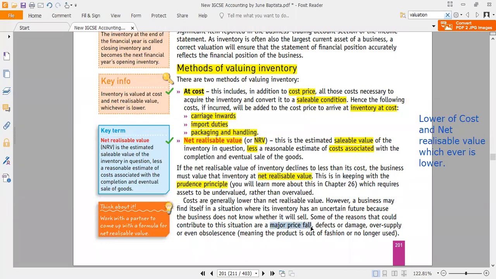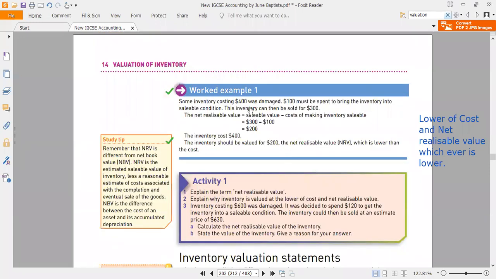One reason is a major price fall, maybe a defect or damage of the good, or oversupply, even obsolete. Obsolete means out of date. Because of being outdated, what happens? Your price or cost decreases, meaning the product is out of fashion. You can say out of fashion, or outdated, or no longer used.